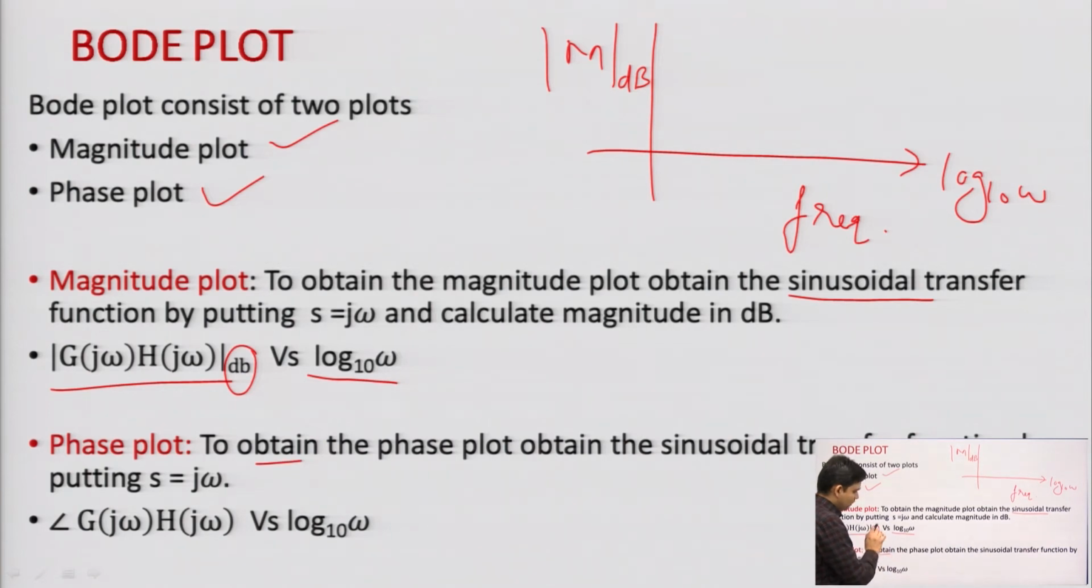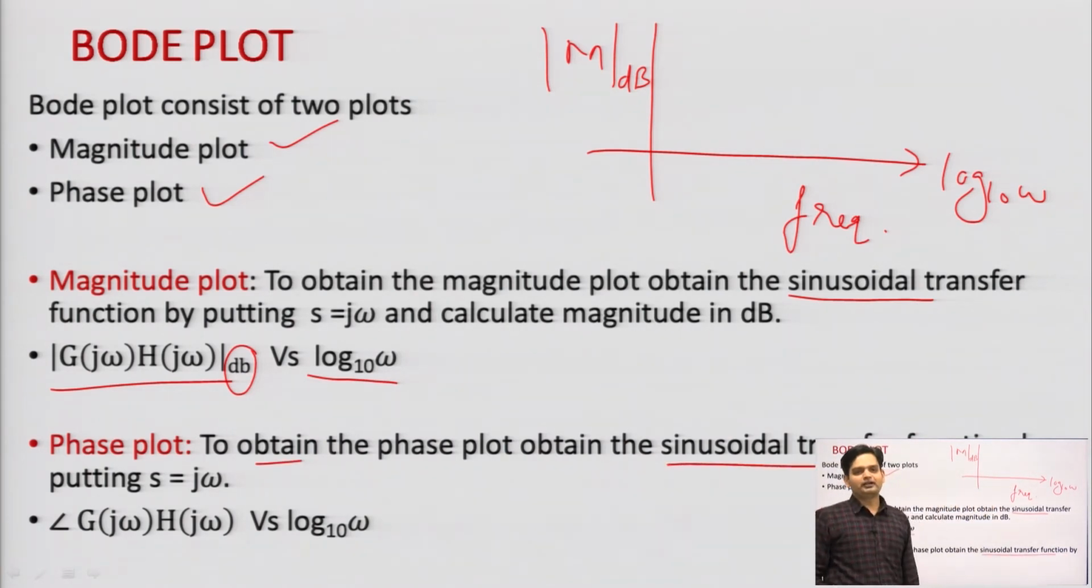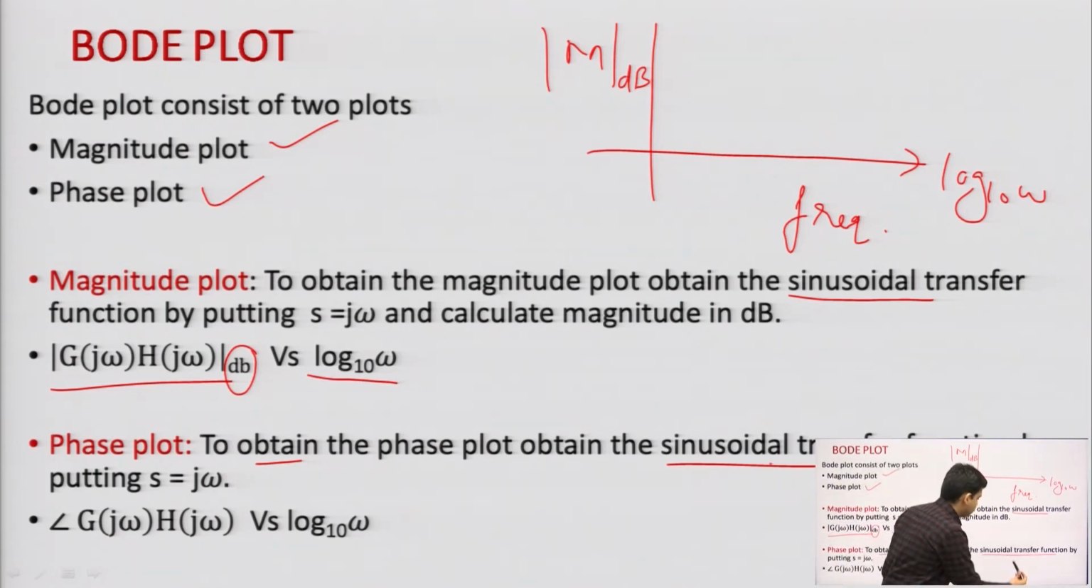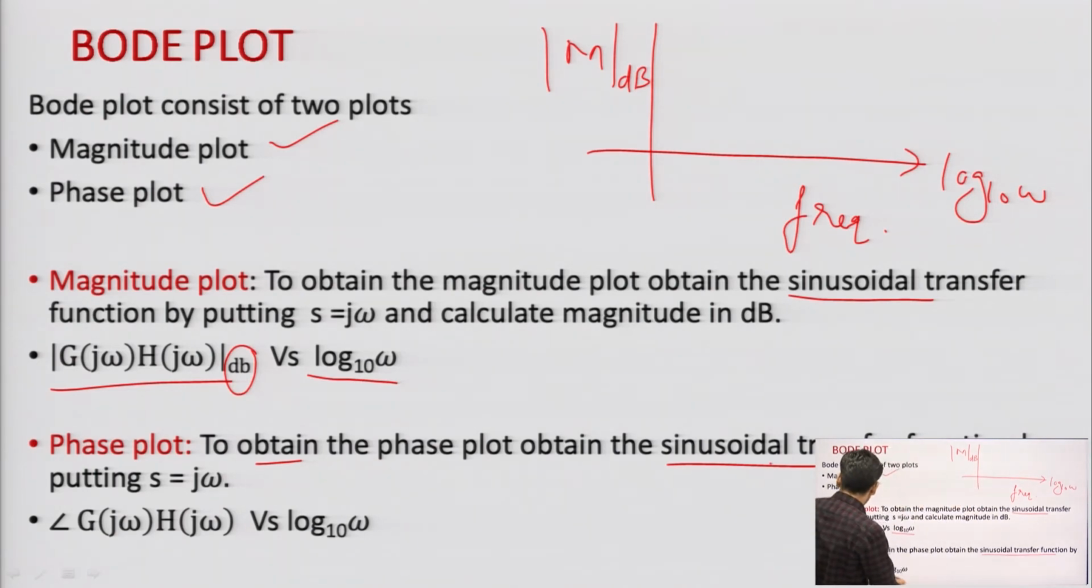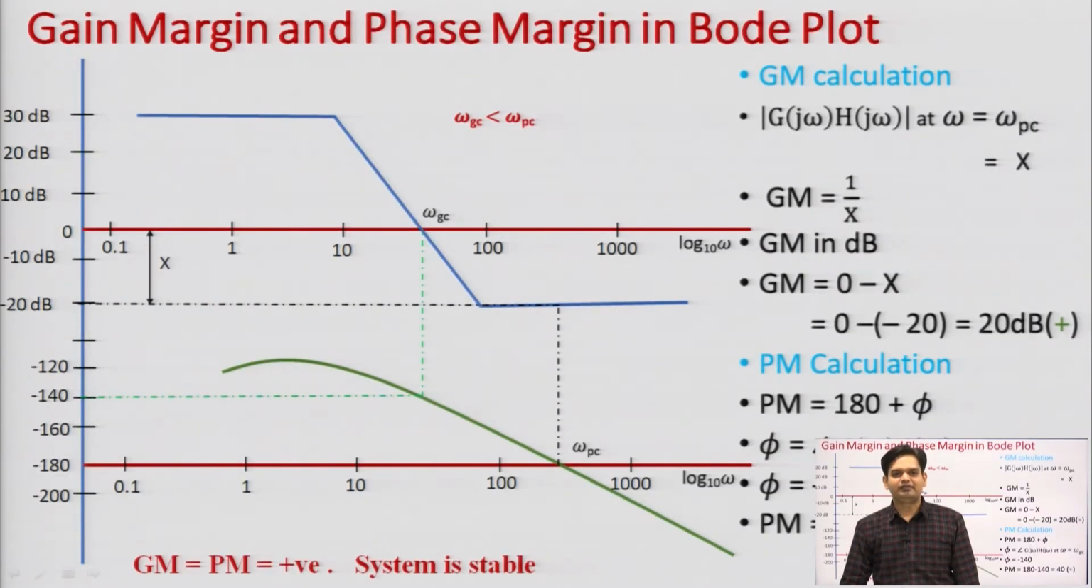The phase plot, how we can obtain, again we need to put s equal to j omega to obtain the sinusoidal transfer function, right, and we need to calculate its mod, and we need to calculate its angle of G(j omega)H(j omega), and we need to plot with respect to log base 10 of omega. Okay. So, how we can do this we will see later.